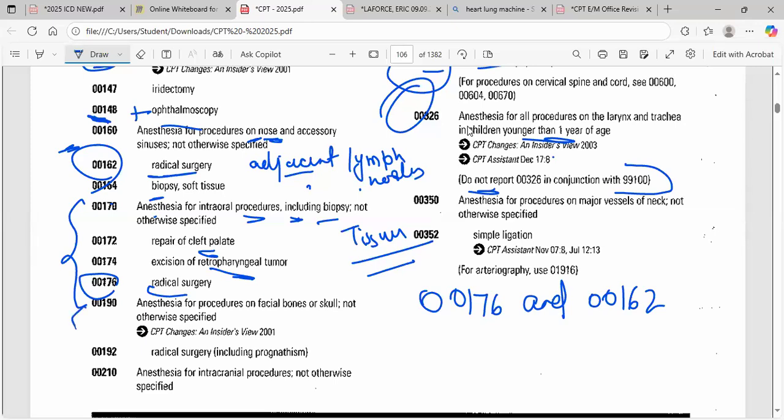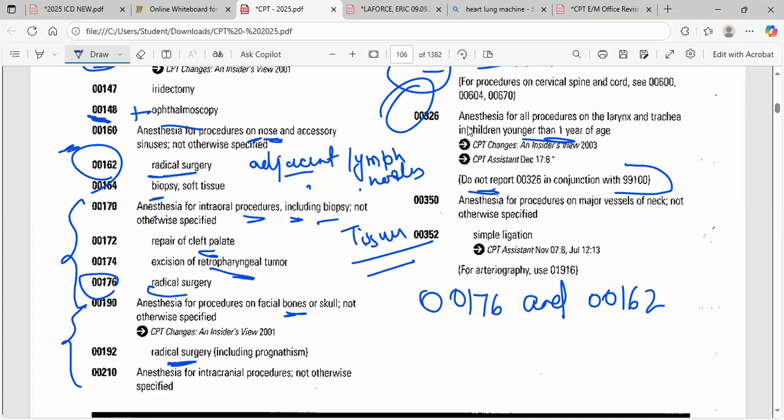Next, we have the anesthesia for the procedures on the facial bones. This one is facial bone and this one is the radical surgery. So radical surgery means that the adjacent tissue as well as the adjacent lymph nodes have been removed.